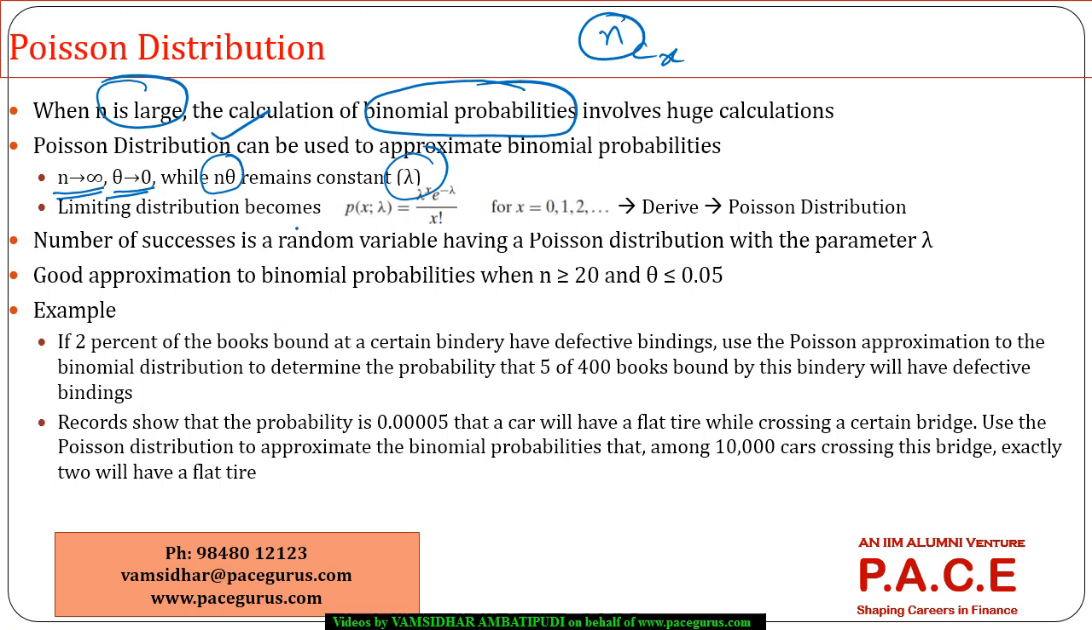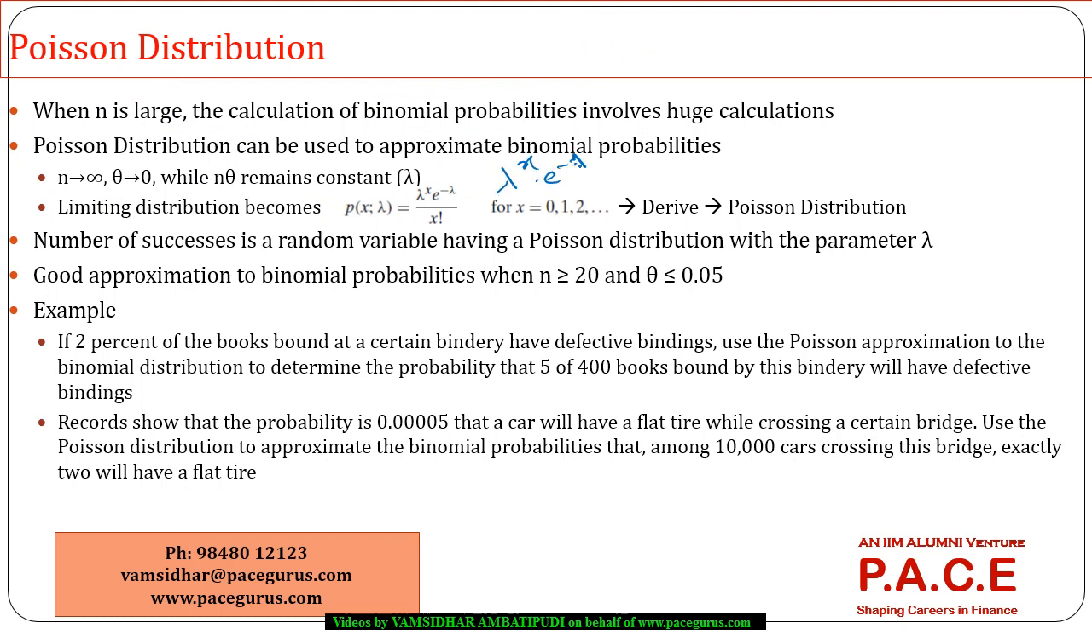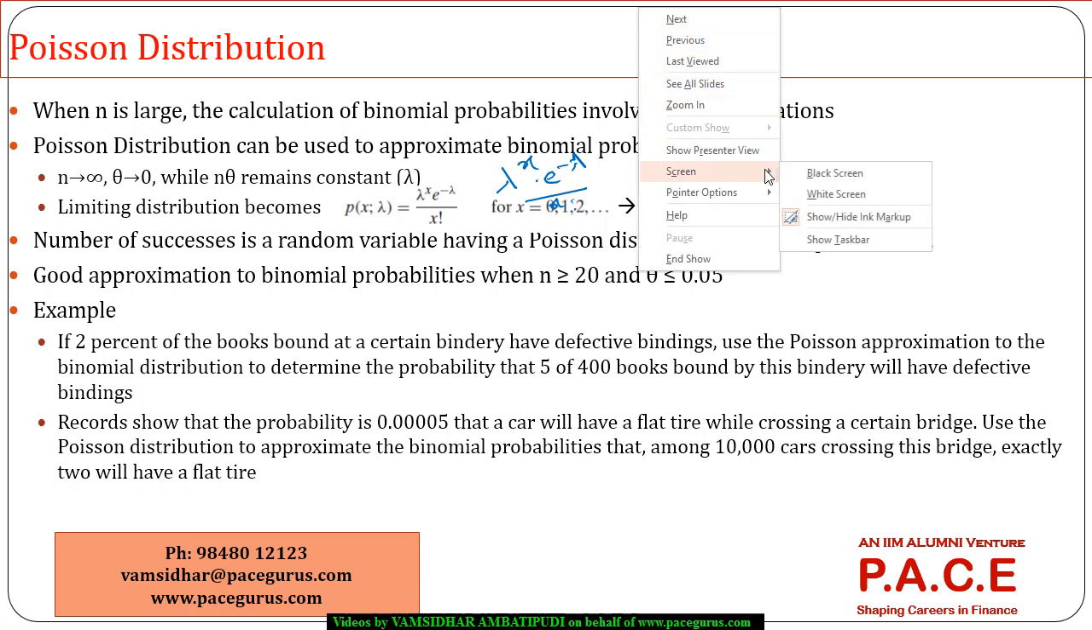So the limiting distribution of a binomial distribution becomes a Poisson distribution, which will have the distribution function lambda to the power x e to the power minus lambda by x factorial, where lambda is working out as n theta, which is more or less a constant from the binomial distribution example. So we could very well try looking at how this formula has cropped up. We have already said lambda is n theta.